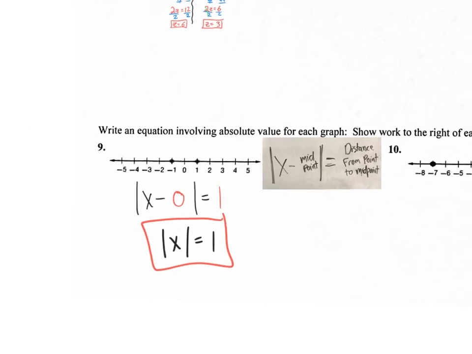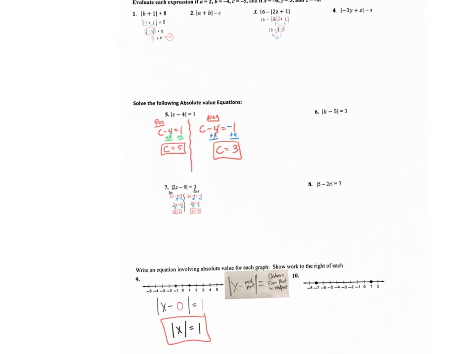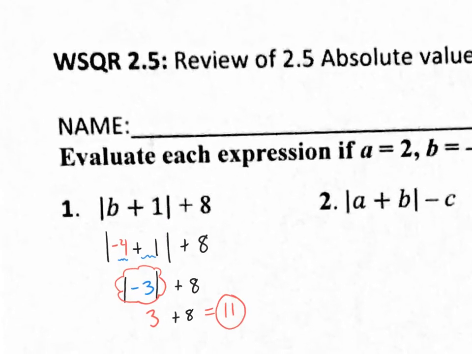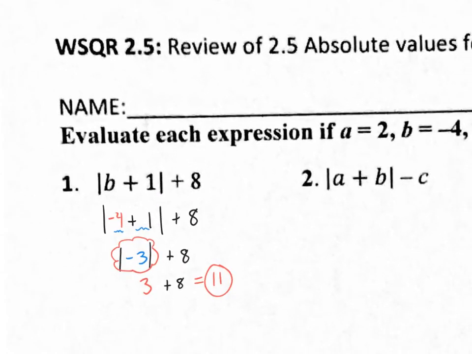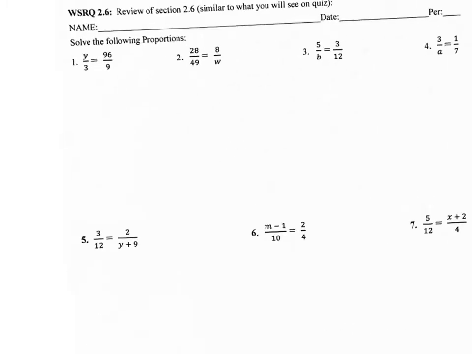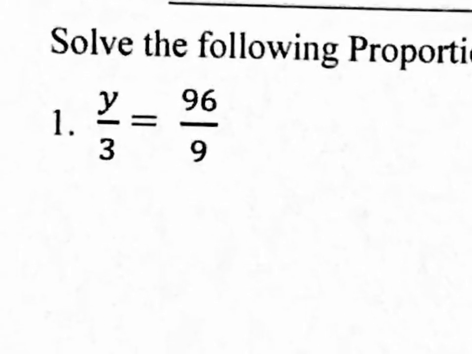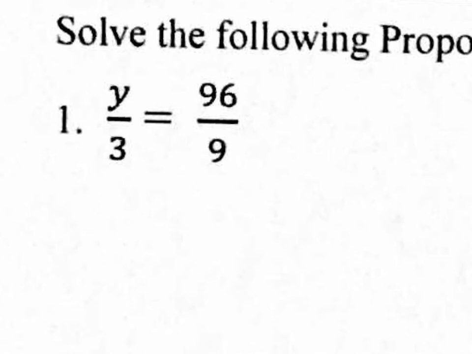Anyway, we did the odd ones on this worksheet WSQR 2.5. Let's jump to WSQR 2.6, worksheet quiz review 2.6. Again, we're going to be doing the odd ones on this one. And this one's all about cross multiplying.